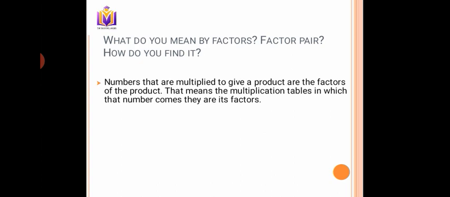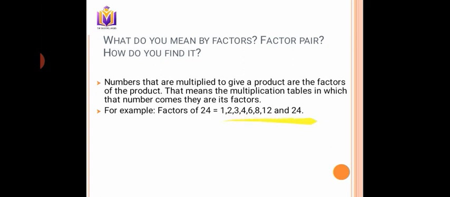The numbers that are multiplied to give a product are the factors of the product. Let us discuss with an example here. For example, here we have the number 24. We can see in which tables the number 24 comes. So start from the smallest one. In the tables of 1, 2, 3, 4, 6, 8, 12 and 24, in all these tables the number 24 comes. That means all these numbers become factors of 24.